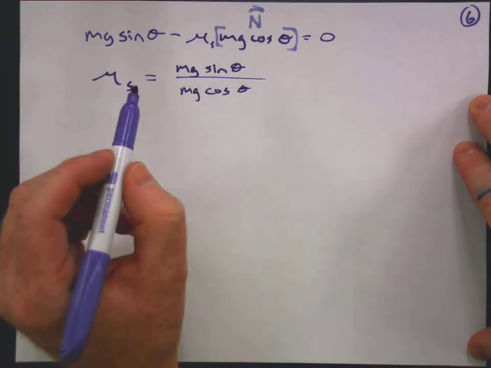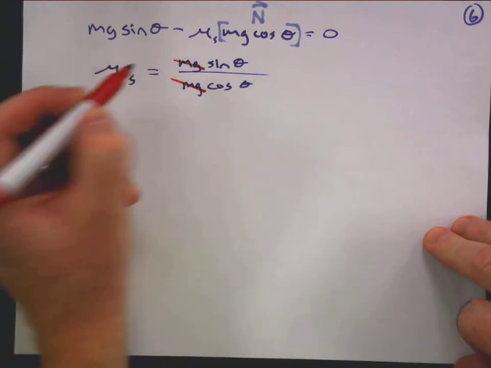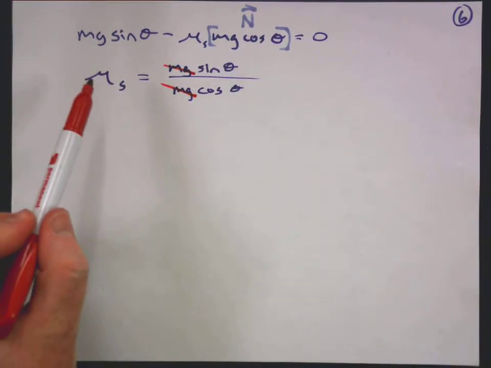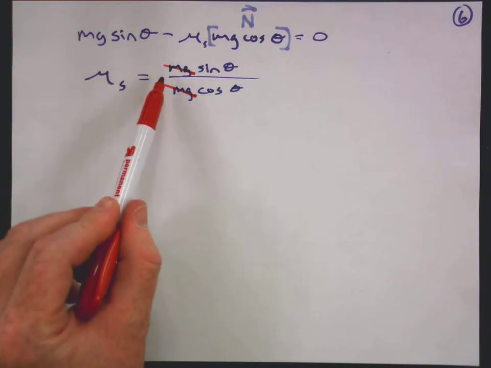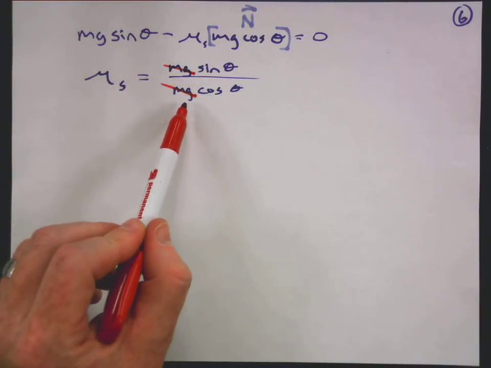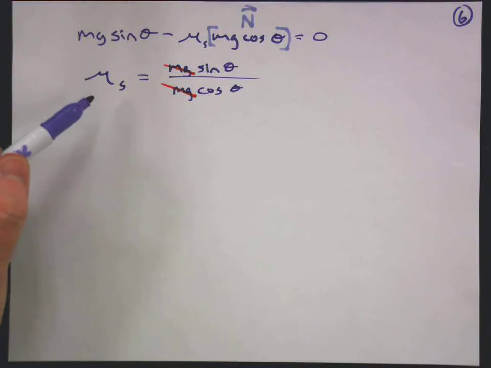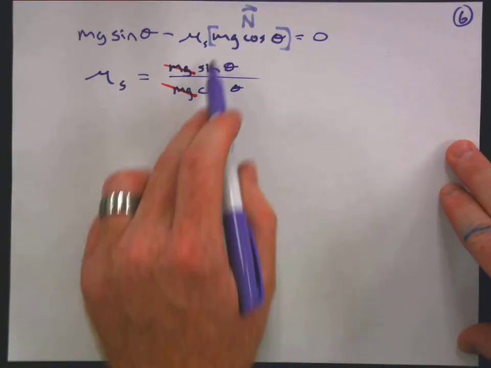Oh my goodness, look what's happening here. Check it out. Cancel, cancel, mg cancels out. You mean to tell me that the coefficient of static friction does not depend on the mass of the object? Doesn't depend on the acceleration due to gravity? Well, no. And that sort of would sound weird if it did, because this depends on this type of surface, nothing else really. But look what we have left.